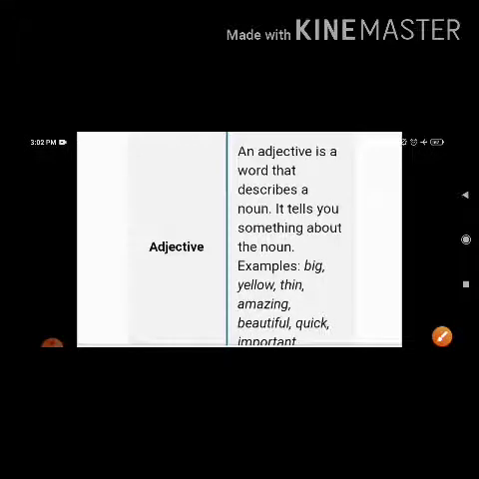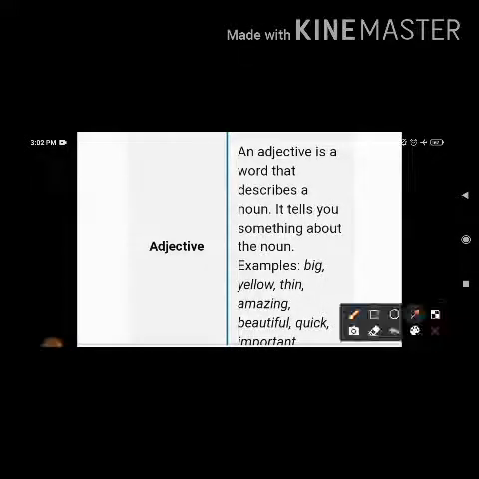Then there is one more part of speech, that is adjective. What is an adjective? Basically, these are all words, and an adjective is also a word that describes a noun. That means the word which tells us more about a noun, which qualifies a noun, which modifies a noun, okay? It tells you something about the noun.